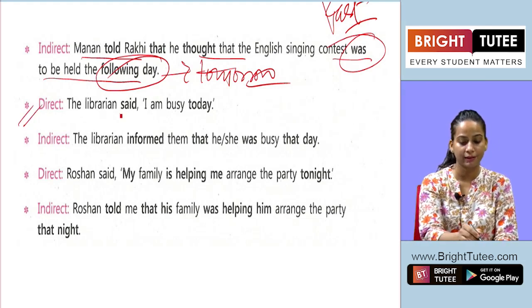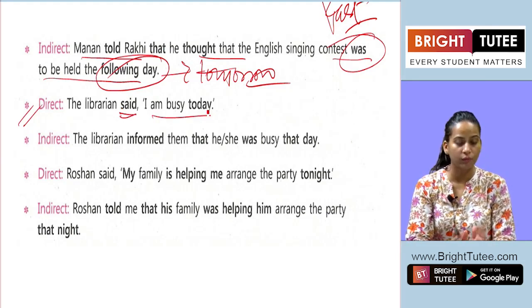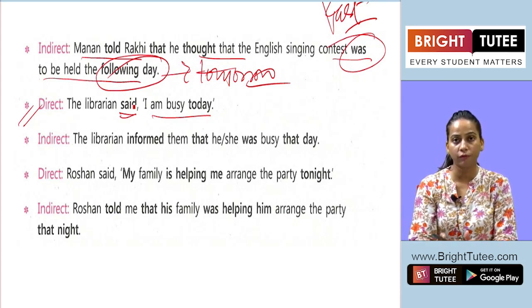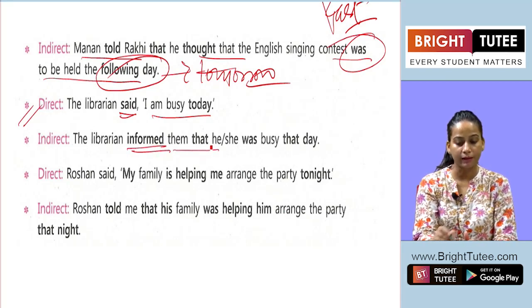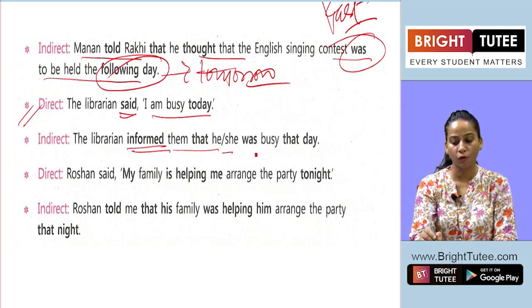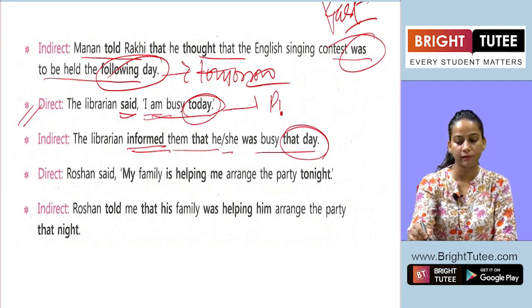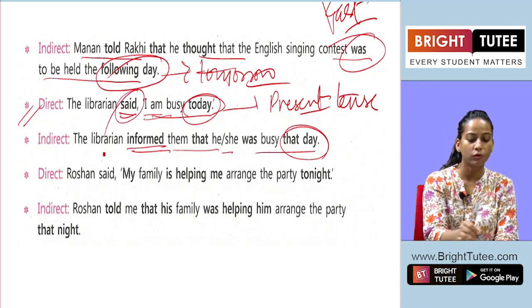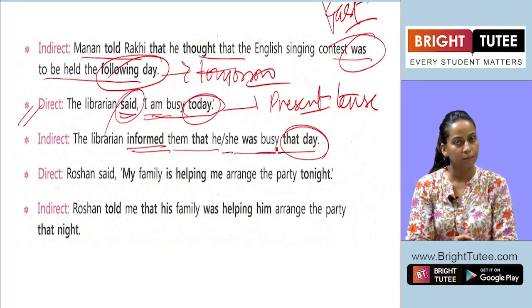The librarian said. This is the reporting verb. I am busy today. So how are we going to change it here? The librarian informed, because it was sort of information, so that's why we have used informed here. Then that he or she was busy that day. So today changed to that day. I am busy is given in the present tense. Clear? But here we have seen the reporting verb in the past, so accordingly we have changed it into the past tense.